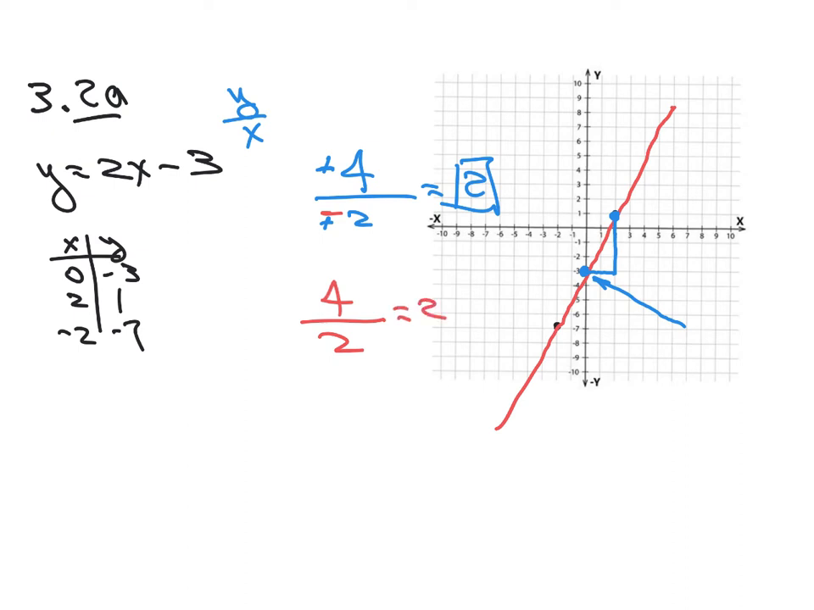So it doesn't matter which point you choose. Just pick 2, and it doesn't matter if you go from here to here or here to here. It also doesn't matter if you go from here to, say, here. It does not matter which points you pick. If you put the y value here and the x value here, you will get the same slope.